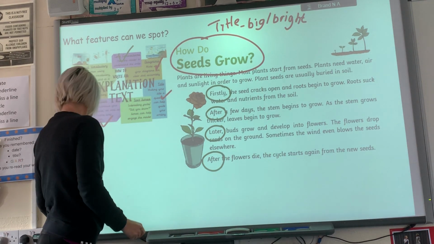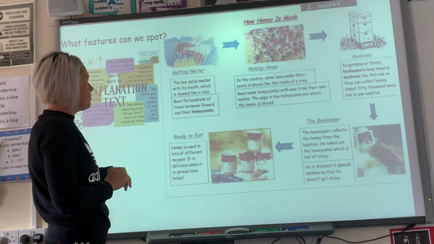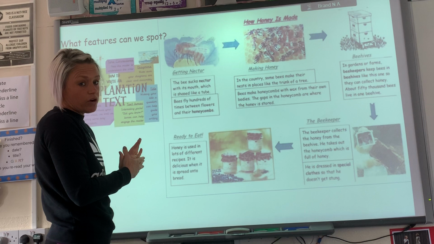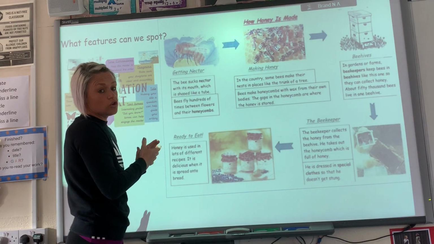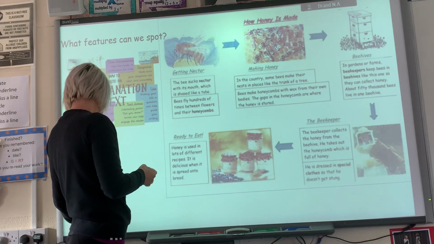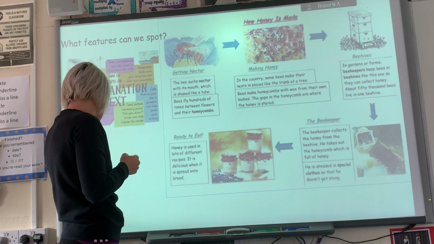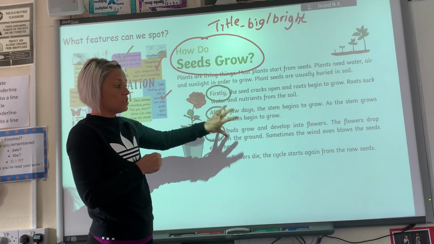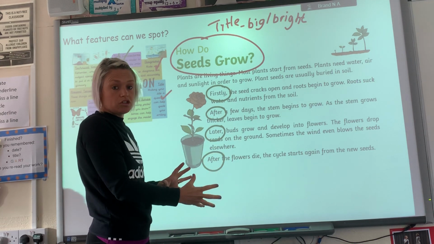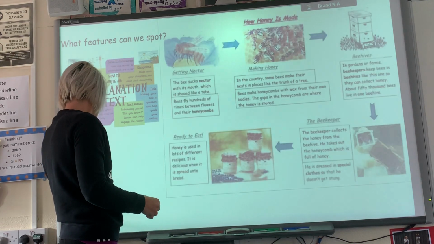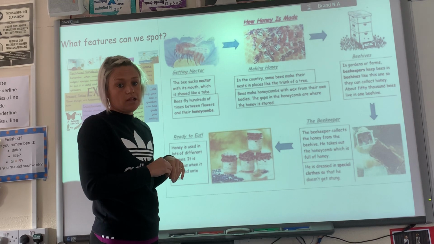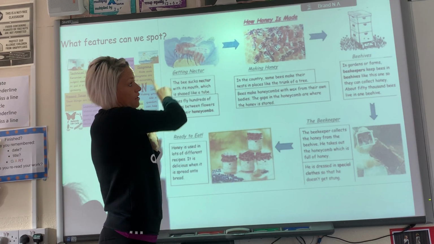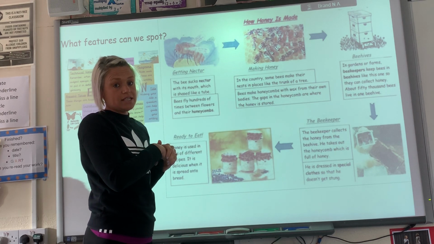So let's have a look at another example. It's not overly clear, this one, but I just wanted to show you with the arrows how it keeps us in order in a different way. Because when you come to do your explanation text, you can set it out how you want. You might choose to do it just in paragraphs like that and put your diagram at the bottom. Or you might choose to do something a little bit more like this. And you can see the arrows are guiding the reader in the direction of what they need to read.